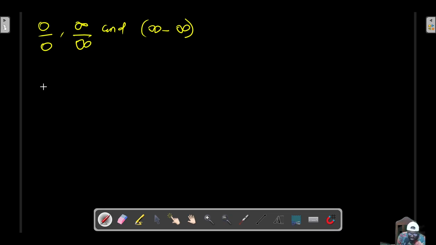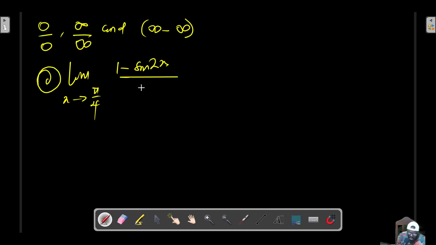Now, the first problem I want us to try is the limit as x approaches pi over 4 of 1 minus sine 2x divided by 1 plus cosine 4x. Now, this looks a bit tough, but it's not tough at all. So I'll do one thing: I'll try and expand cosine 4x. But first we have to check if it's an indeterminate form of limit.